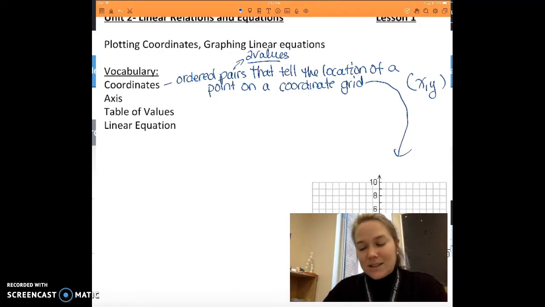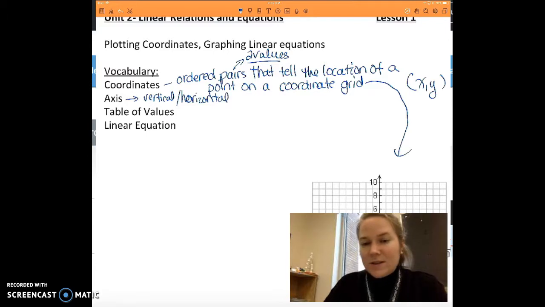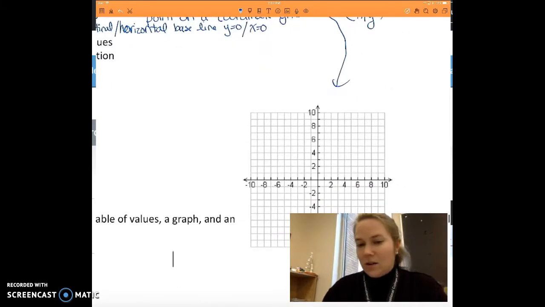An axis, okay, this is your vertical or horizontal kind of baseline. And this is, of course, where y equals 0 or x equals 0. And so let's look down here. We'll put these on here as well.